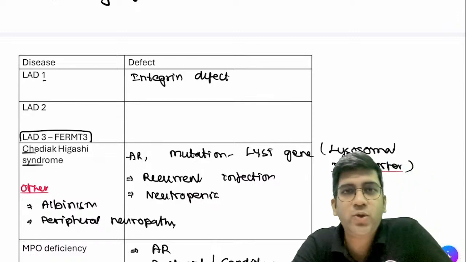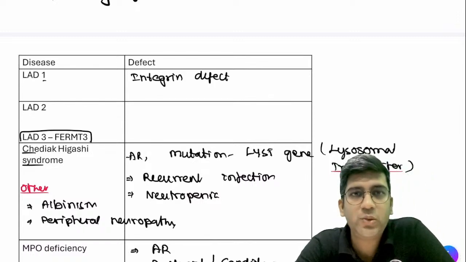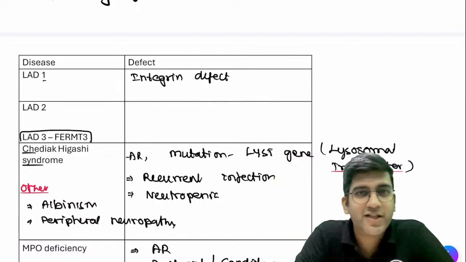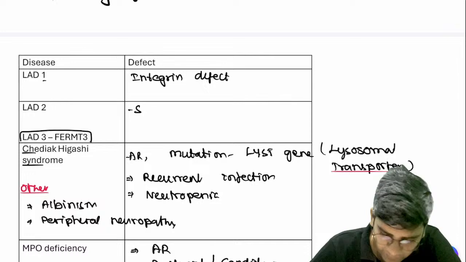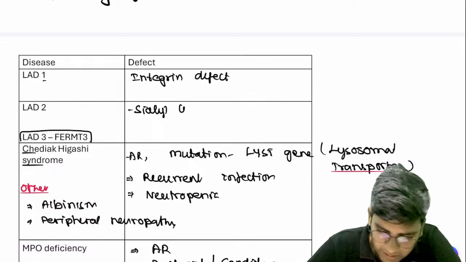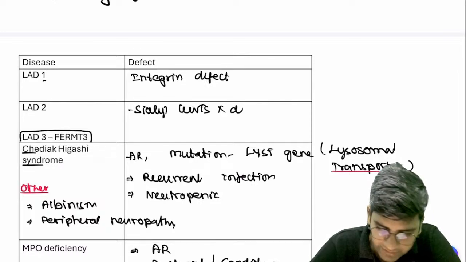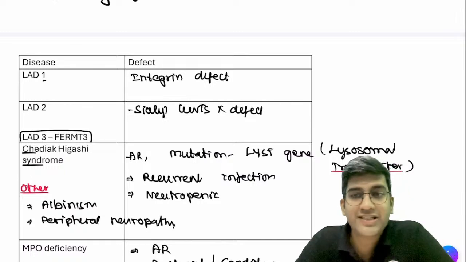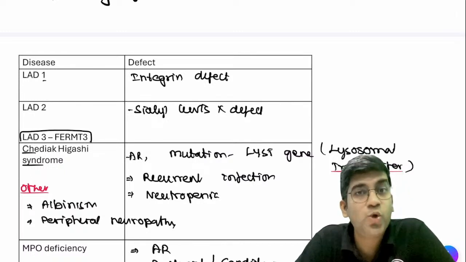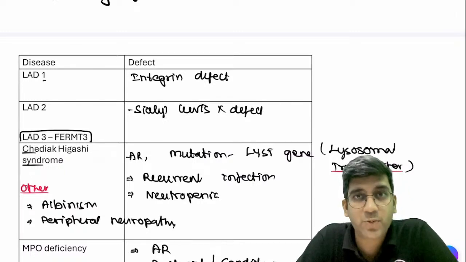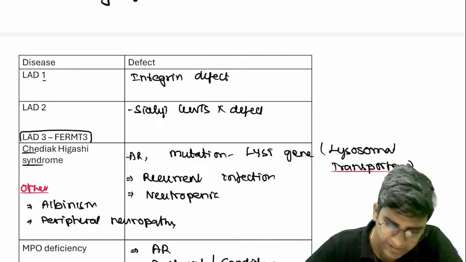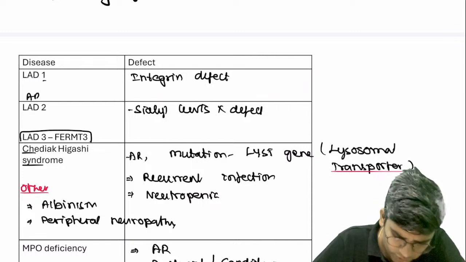What do you think is LAD2? What defect will be LAD2? LAD1 is integrin defect. LAD2 is, by default, you will be tempted to say selectin defect, right? It is sialyl-Lewis X defect. It's not selectin defect because selectins are seen in endothelium. These are leukocyte problems, not the endothelium's problem, right? LAD1 is integrin defect, this is the sialyl-Lewis X defect. Both of them are autosomal recessive.